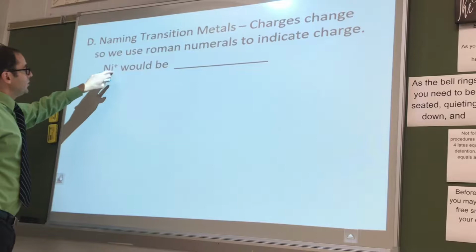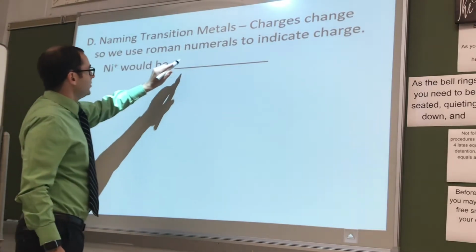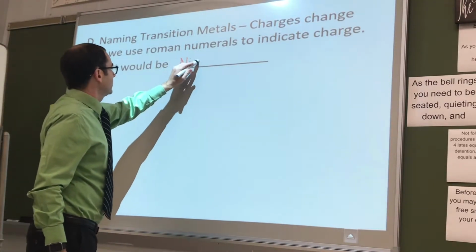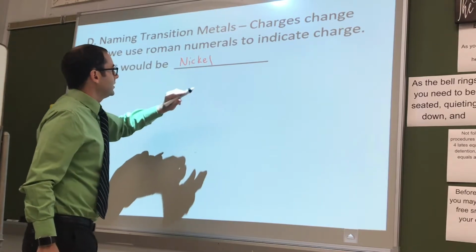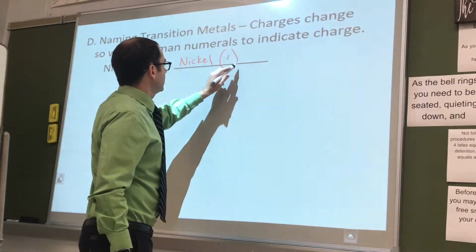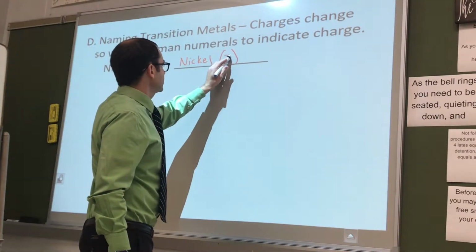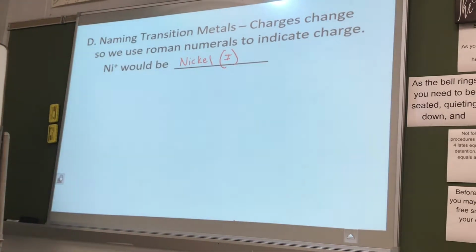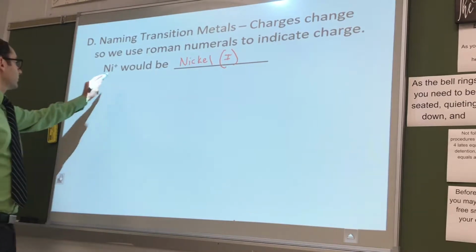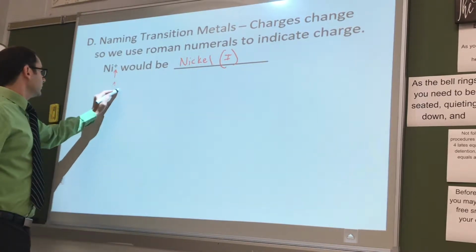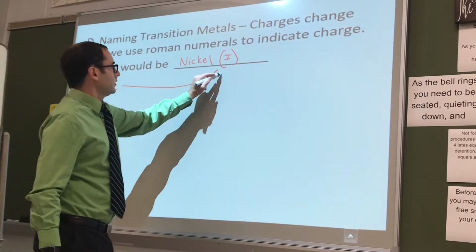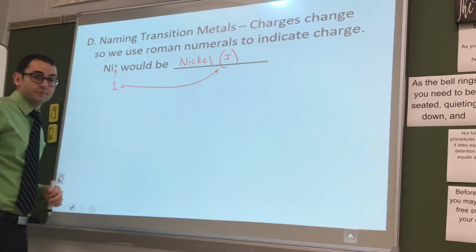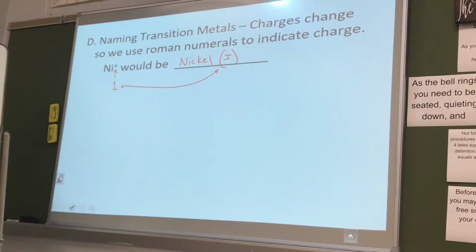So if we have nickel plus 1, nickel would be nickel, and then just a little I there, Roman numeral 1. All right. That means 1. Okay? So that's the difference between nickel 1 and nickel 2. They would use Roman numerals to tell you what it is.